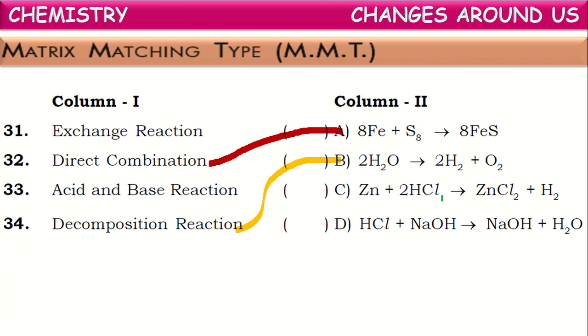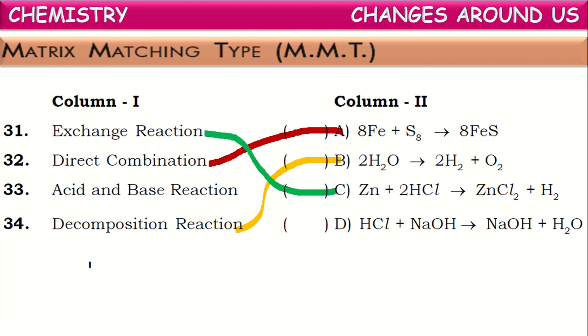Next one, zinc plus hydrochloric acid gives zinc chloride plus hydrogen. If you observe this reaction once, zinc is replacing hydrogen from its compound and it is forming a new substance. So this type of reaction is called an exchange reaction. Zinc exchanging hydrogen means hydrogen is exchanged with zinc. So this kind of reaction is called an exchange reaction.